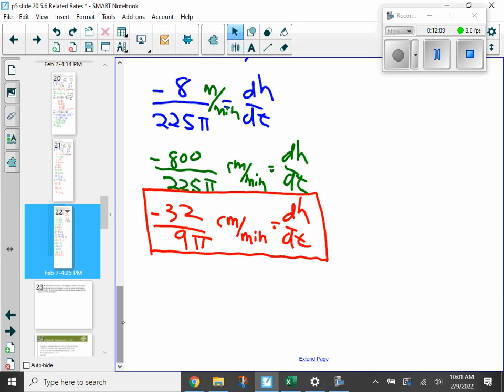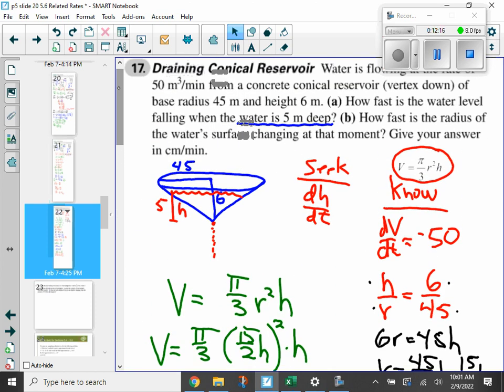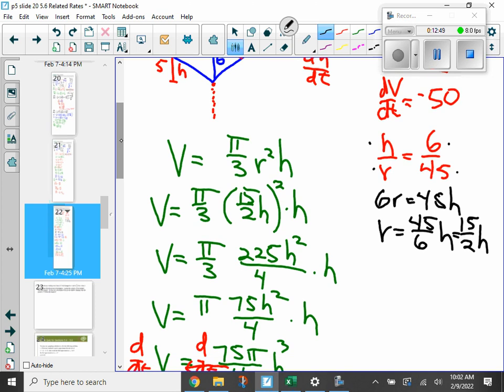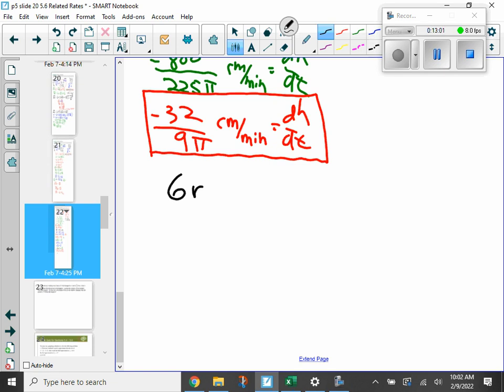Part B says, how fast is the radius of the water surface changing at that same moment? The radius of the water surface is this right here. It's not the 45. It's where the water surface is. I guess I could go through the whole thing again using volume but changing it over to radius, but there's a much simpler way. I know that 6R equals 45H.